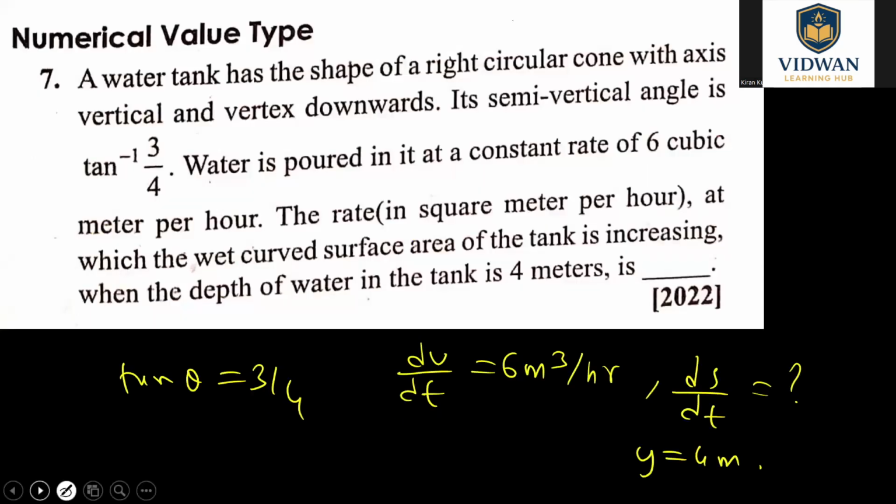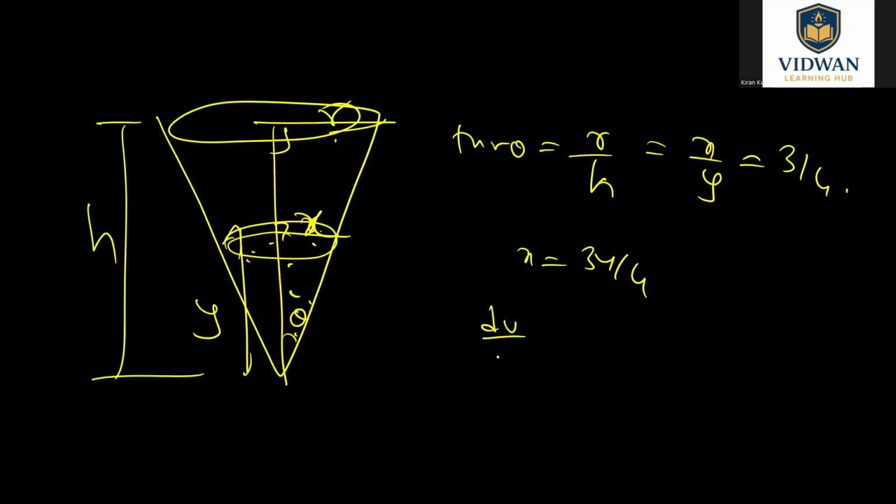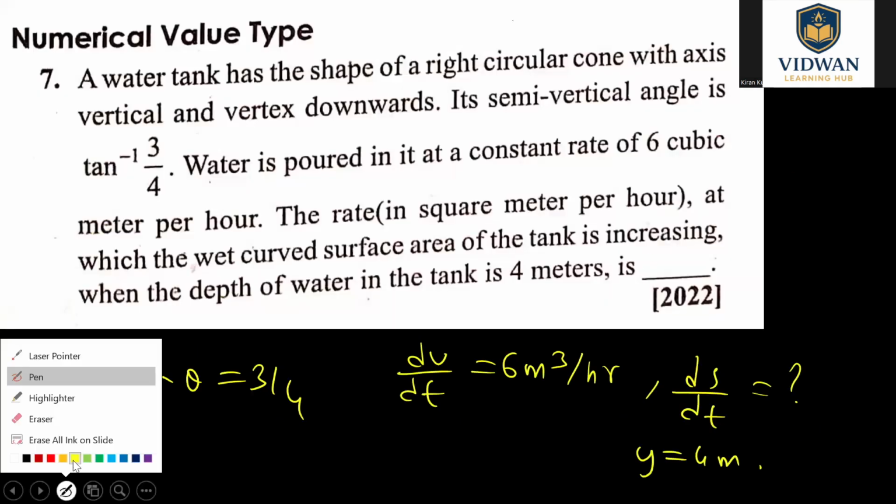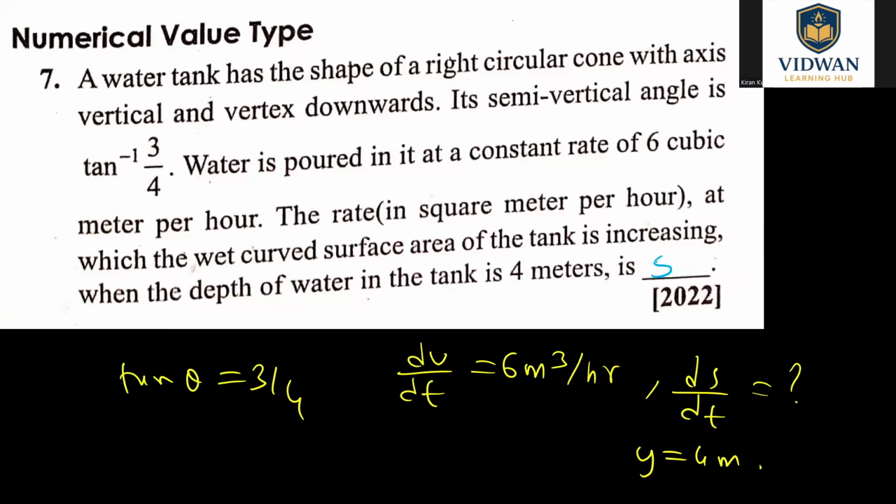So first, with the help of dv by dt, you can find dy by dt using this. So dv by dt value is given as 6. You find dy by dt using this. And once you get dy by dt, you'll be able to find out ds by dt after that. So I'll leave this as homework for you. The answer is 5. And unit, of course, will be meter square per hour. They already mentioned this, so you have to write only the number.